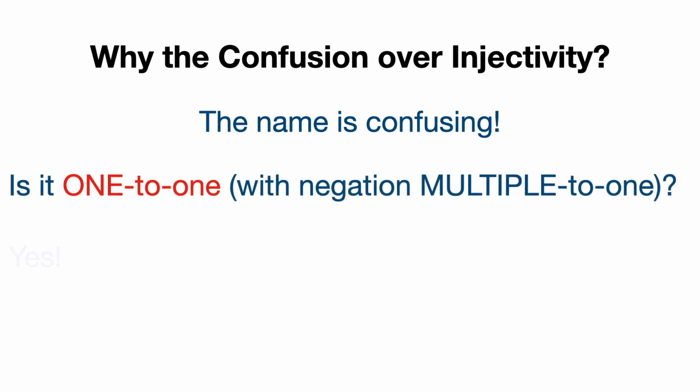Better is to put the emphasis on the first one to one. The negation of 1 to 1 is multiple to 1. We want to avoid multiple elements of the domain mapping to the same element of the codomain. But even this interpretation isn't perfect, because for an injective function, we could have 0 elements of the domain mapping to a given element of the codomain.